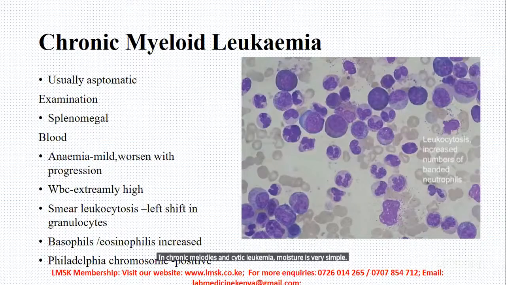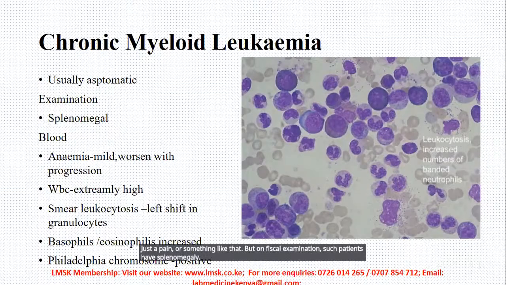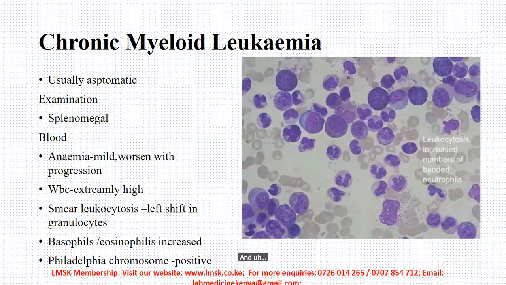In chronic myelogenous leukemia, mostly it's very simple. Also, the patients are asymptomatic. They walk in with complaints of malaria, chest pain, or something like that. But on physical examination, such patients have splenomegaly, and the doctors will always treat them for other things that are not this. And then in the blood, usually you will find a patient who has mild anemia, or some have severe anemia based on the duration of the infection.